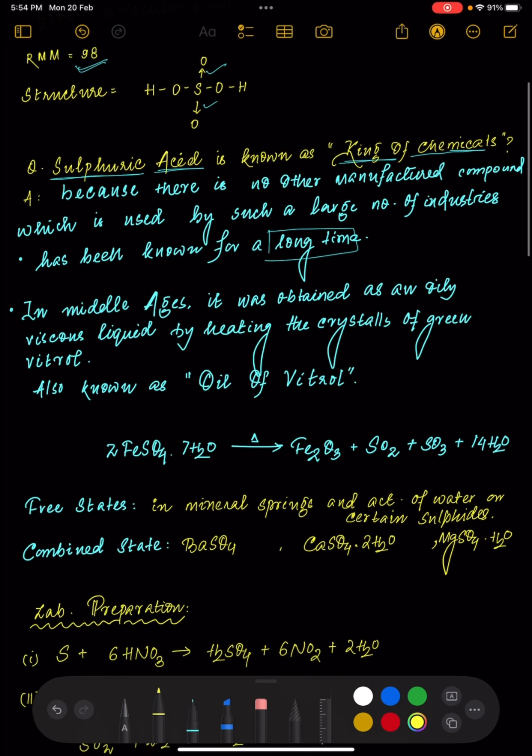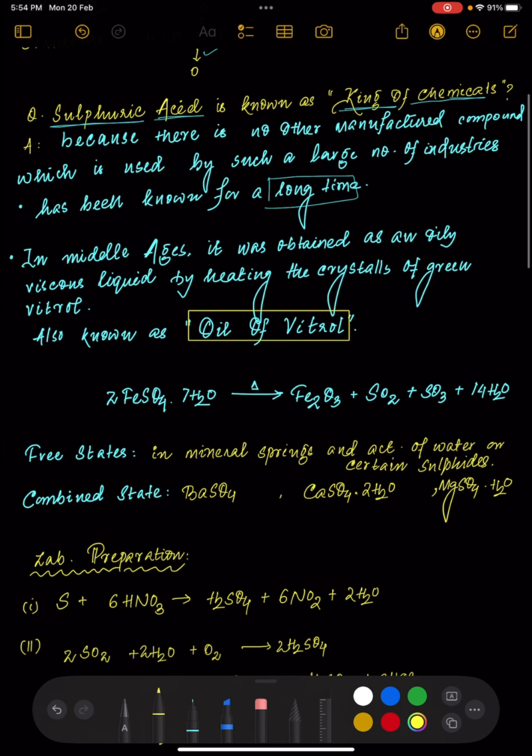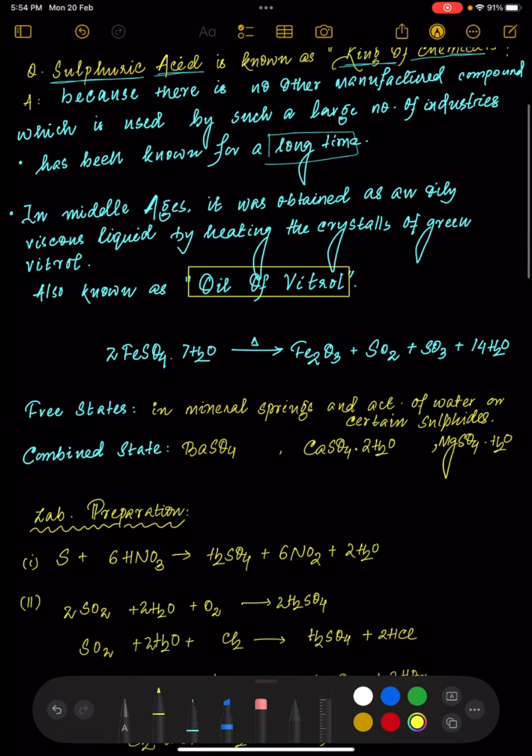In the Middle Ages, it was known as the oil of vitriol. Why is it so called? Because it was obtained as an oily viscous liquid by heating the crystals of green vitriol. The molecular formula of green vitriol is FeSO4.7H2O. When heat is given, it gives Fe2O3, SO2, SO3 and 14H2O. This SO3, when H2O is added, gives H2SO4.